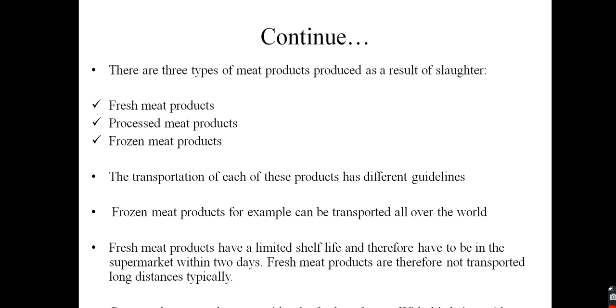Frozen meat product, for example, can be transported over long distances. Fresh meat products have limited shelf life and therefore should be transported to the supermarket or market within 2 days. Fresh meat products are therefore not transported long distance. Meat products may be either fresh or frozen. That being said, the most common transportation method in refrigeration is freezing containers which may keep the product fresh.